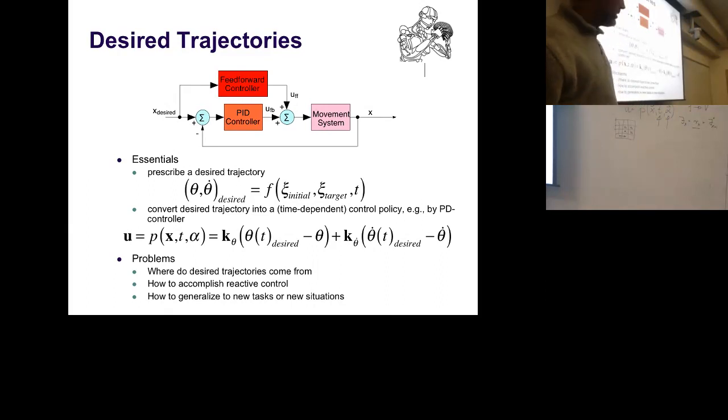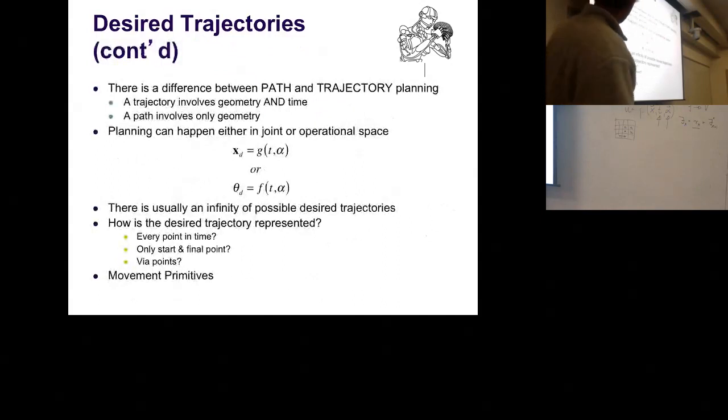Okay, so we need to talk about where these trajectories come from. We can worry a little bit about how you use them and modify them online if something happens which you did not plan for, and also how to generalize them. But let's do a very simple example.